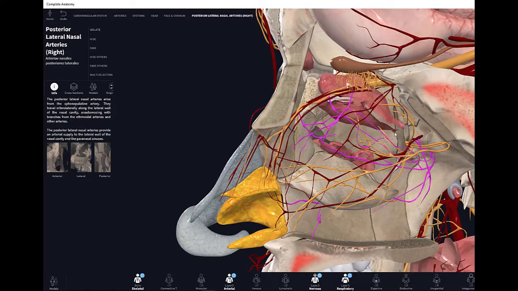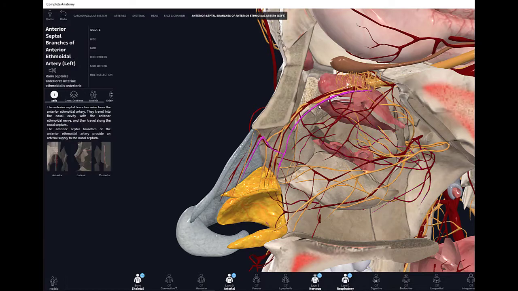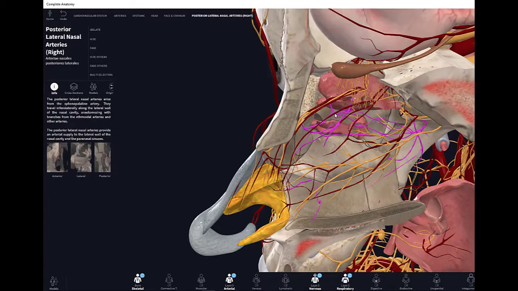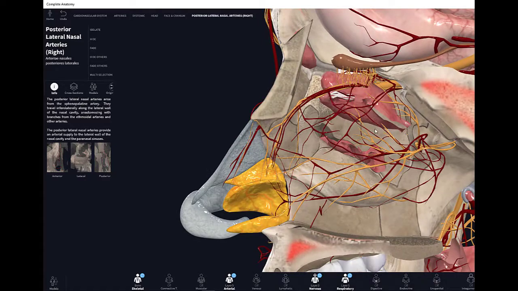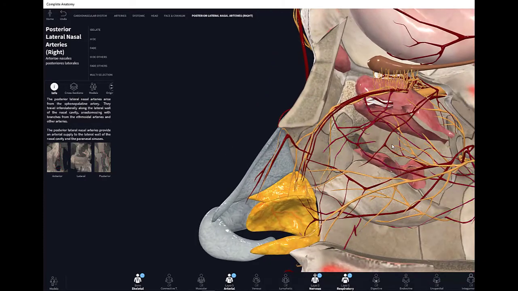Now we can see a very dense anastomotic network of the posterior lateral nasal arteries, which are also branches of the sphenopalatine artery. We have here branches of the anterior ethmoidal artery, which are anterior septal branches. And here are the posterior lateral nasal arteries from the right side.